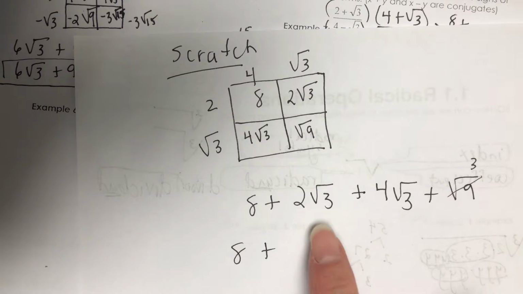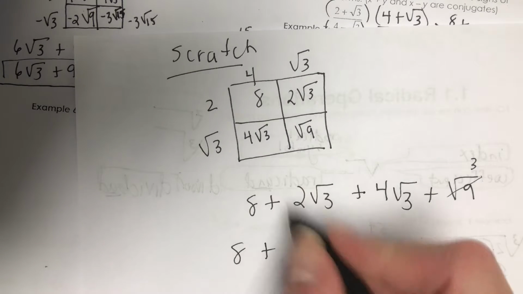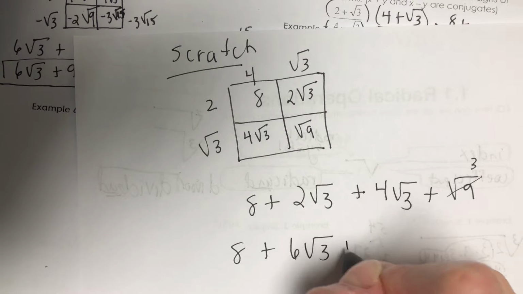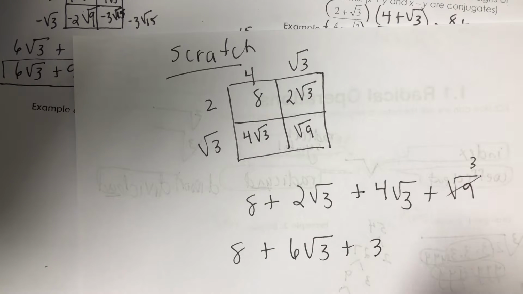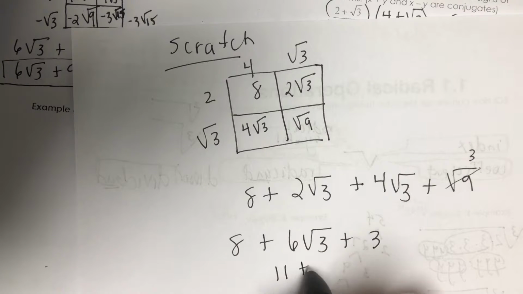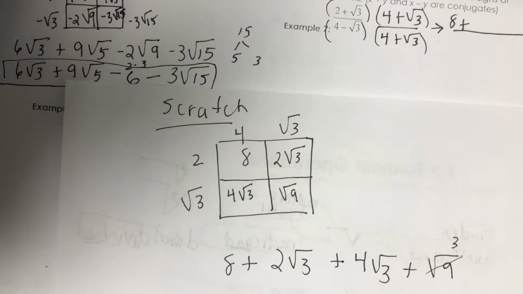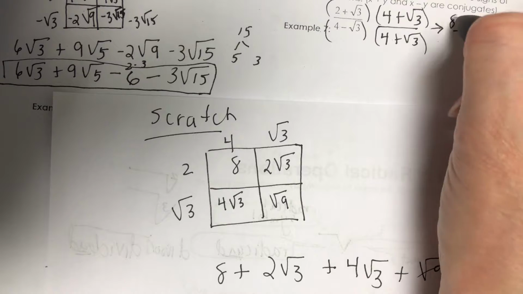8 plus, all right, the middle 2 are like terms, so we can add those and say that's 6 square root 3 plus 3. And now we see we've got an 8 and a 3. They're constants. They can be added together. So now it becomes 11 plus 6 square root 3. That goes in my numerator. Okay, 11 plus 6 square root 3 can go right here.